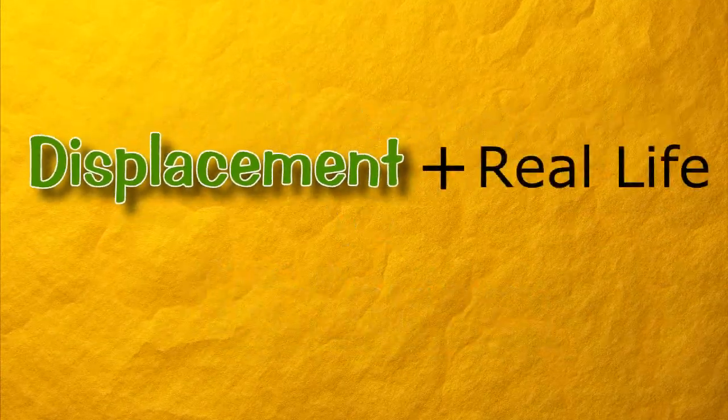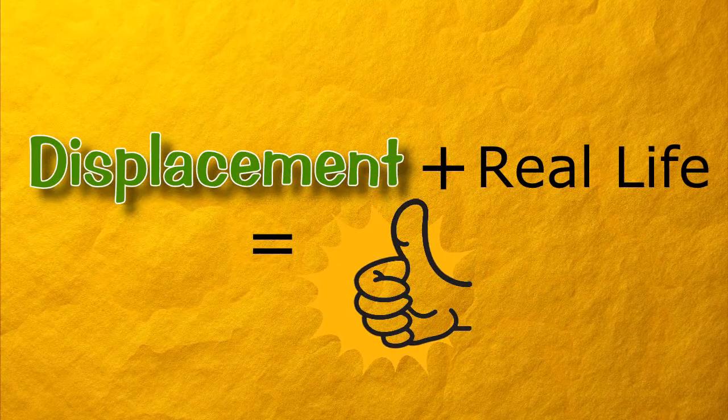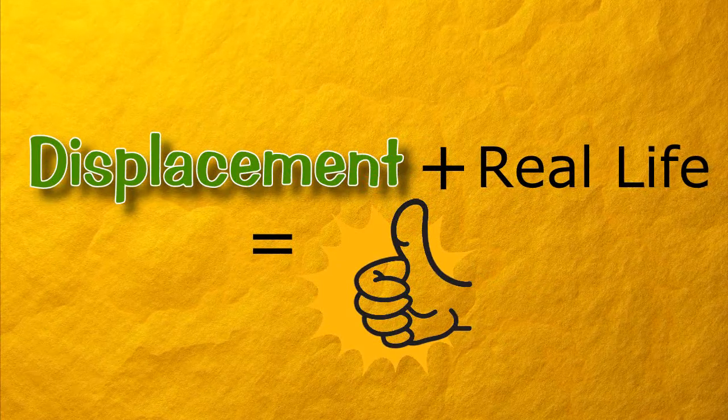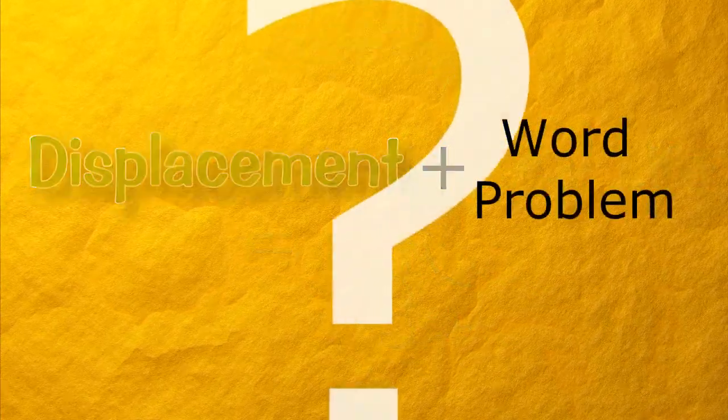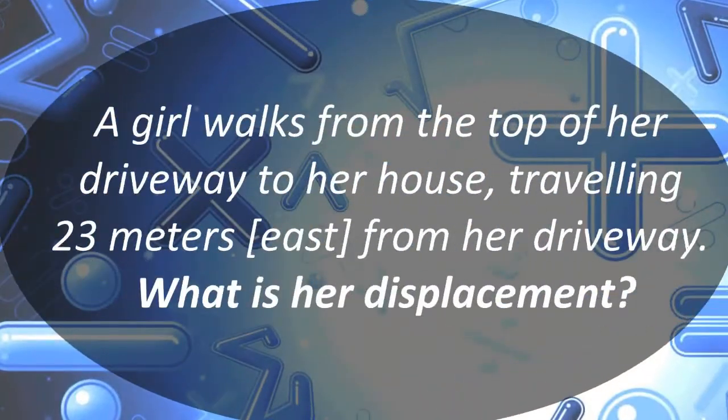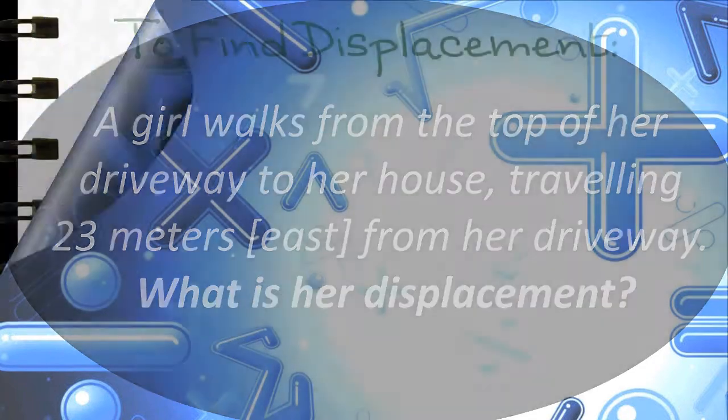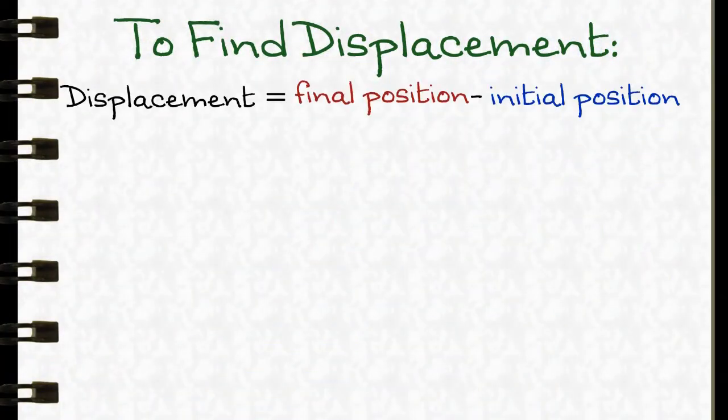Seeing displacement in real life is helpful, but how do you actually find the displacement of a person or object if given a word problem? Here's an example. A girl walks from the top of her driveway to her house, traveling 23 meters east from her driveway. What is her displacement? Even though you could probably figure out the displacement in your head, there's actually a special formula you can use. Displacement equals final position minus the initial position.